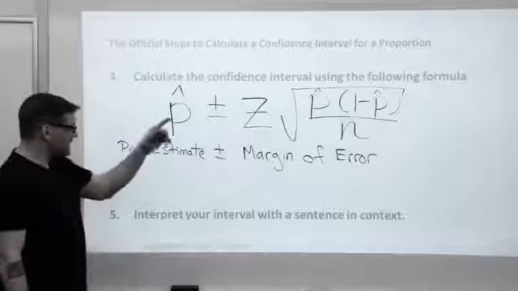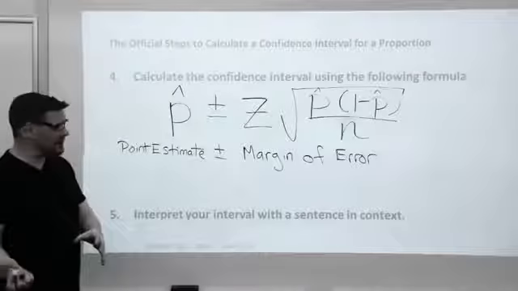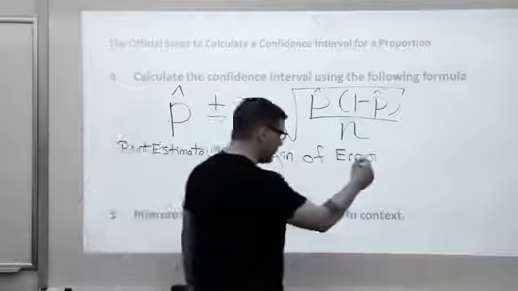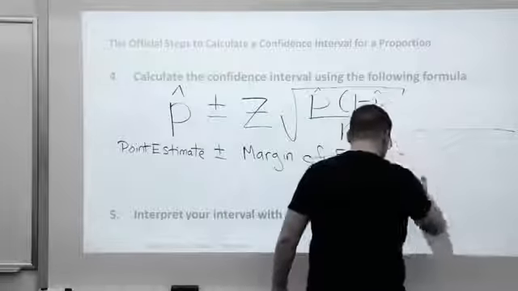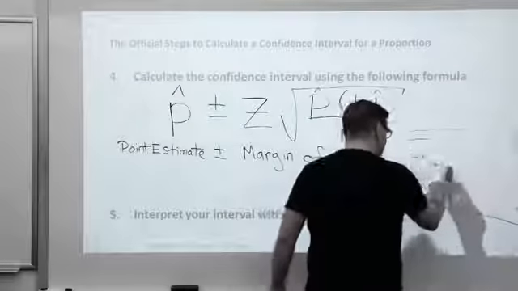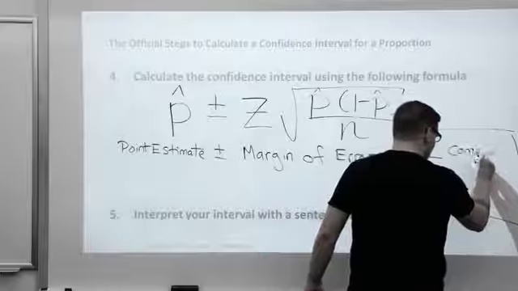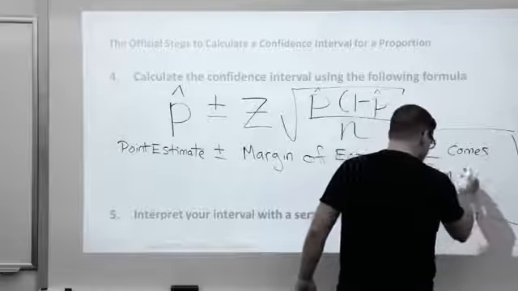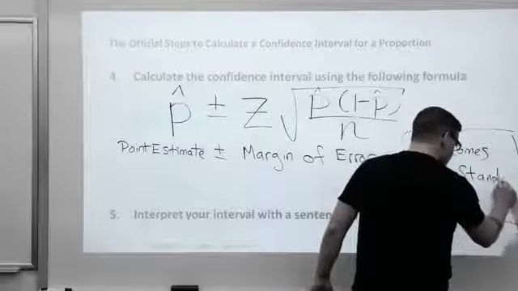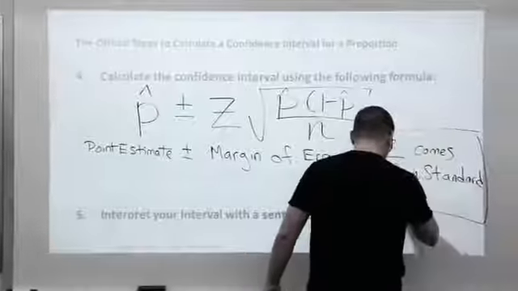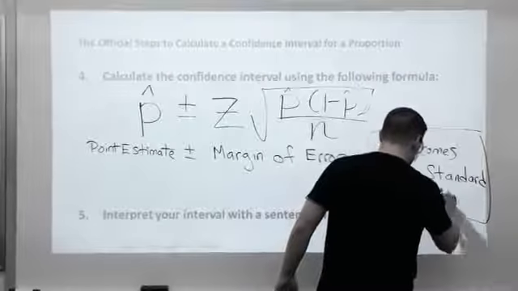All right. The z number comes from the standard normal model. Maybe we'll write just a little note here on the side. Put it in a box. That number z comes from standard normal model.